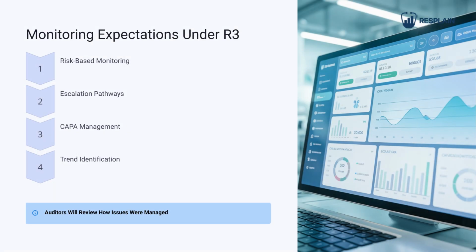R3 strengthens the focus on risk-based monitoring and continuous quality management throughout the trial lifecycle. Auditors may review how sites responded to monitoring findings, protocol deviations, recurring operational problems, safety concerns, and escalation events. CAPA processes may receive particular attention. Auditors may examine whether issues were investigated appropriately, whether root causes were identified, and whether corrective actions were actually effective. The updated guidance also highlights proactive quality assurance activities designed to identify serious non-compliance early and support timely corrective action.